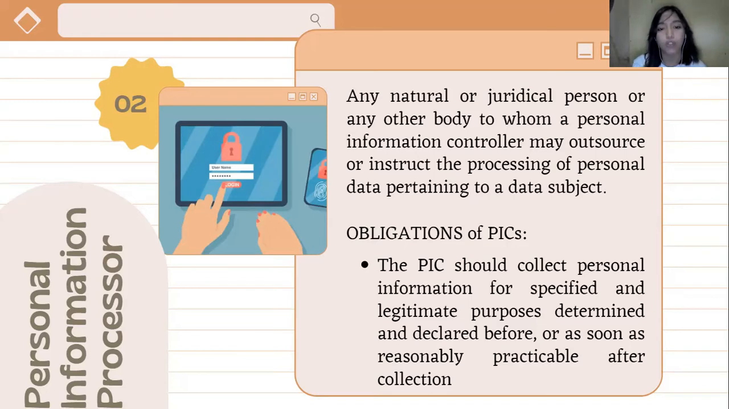So these are the obligations of the PIC, or the personal information controller. First, the PIC should collect personal information for specified and legitimate purposes determined and declared before or as soon as reasonably practicable after collection. So one of the roles of the PIC is to authenticate the purpose of why the information is being gathered. That is not only disclosed at the beginning, but also affirmed during and after the collection of personal information. Next slide.